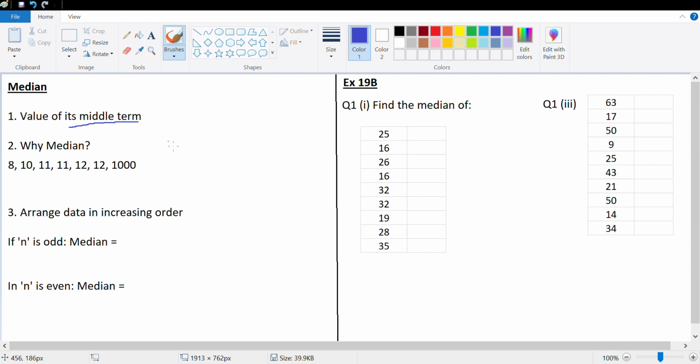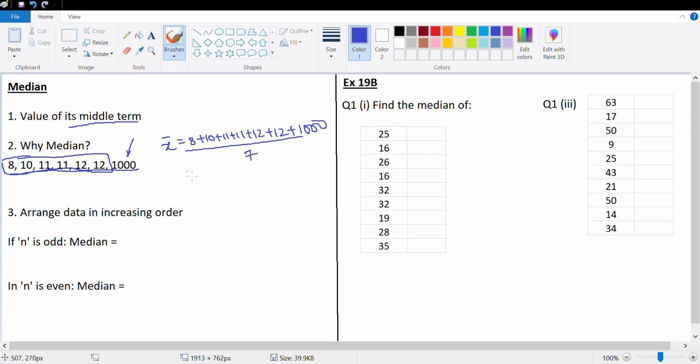Why exactly do we look at medians? I have an example for you. I have 1, 2, 3, 4, 5, 6, 7 data points. I hope you notice that these six observations are close to each other, but we have one observation which is very far from these six. Let's calculate the mean of them. If I were to calculate the mean, I will add them, which is 8 plus 10 plus 11 plus 11 plus 12 plus 12 plus 1000, divided by 7.